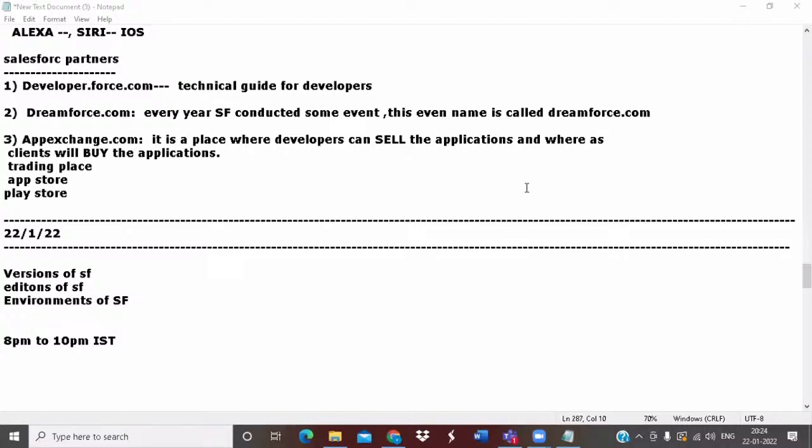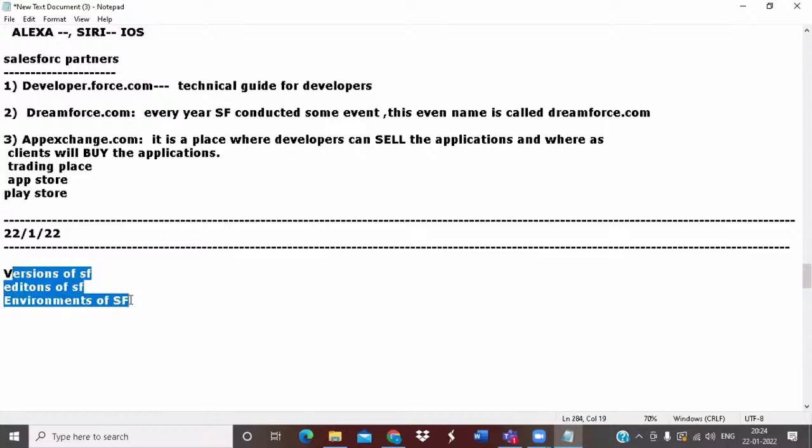Let us start the class. Yes, sir. Okay. The last session we completed what? Salesforce partners. Okay. So versions of Salesforce, editions of Salesforce, environments of Salesforce. These are the three topics I'm going to discuss in today's session. Okay. Yes, sir. I will start the session. Just one minute, please.